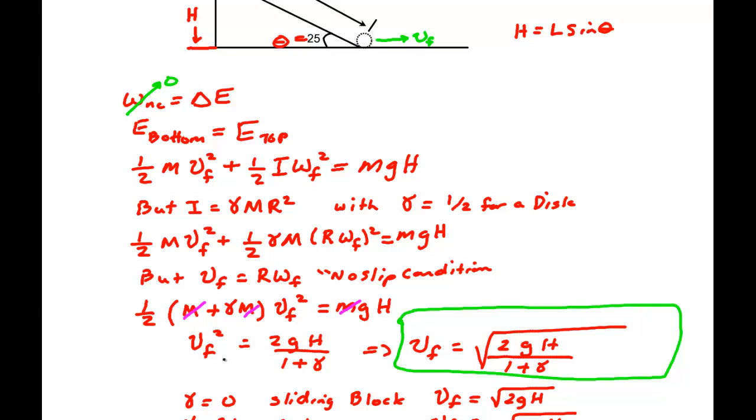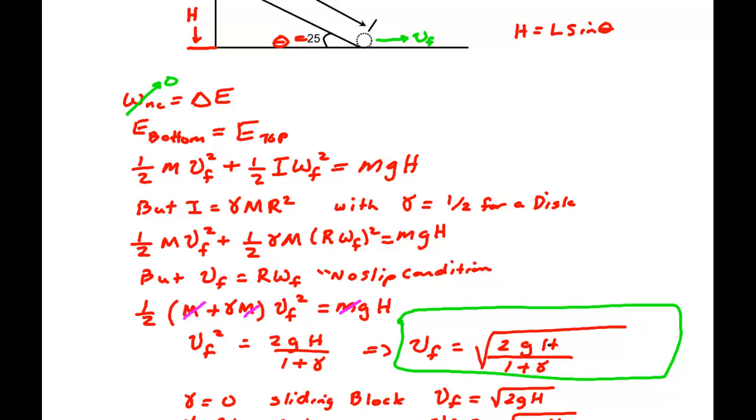If we cancel the m's and bring the 2 to the other side, we find that the final speed squared is 2 times the acceleration due to gravity times the height, which is all the same for all of the objects, over 1 plus gamma. So the only thing that varies between the objects is gamma. It's not the mass, which canceled out. It's not the radius, which got combined in here with the angular speed to end up just being the translational speed. It just depends on this shape. And you, of course, can find the final speed as the square root of 2gh over 1 plus gamma.